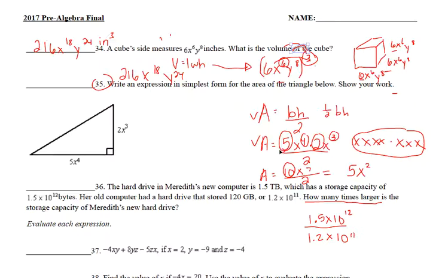So back to number 35, 5 times 2 is 10. We have x to the 7th, and when we divide it by 2, we can simplify 10 divided by 2, which is 5, and then it should be x to the 7th. So the final answer is 5x to the 7th. And there are no units, so technically we should put units, and area is always measured in square units.